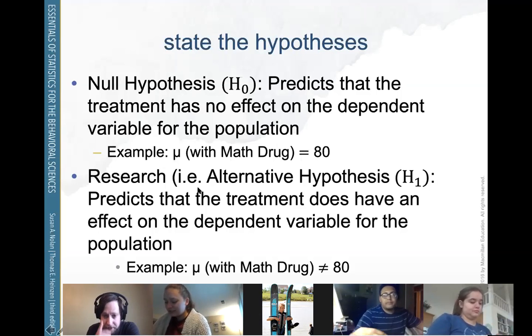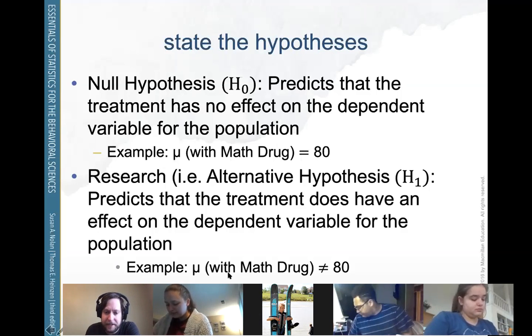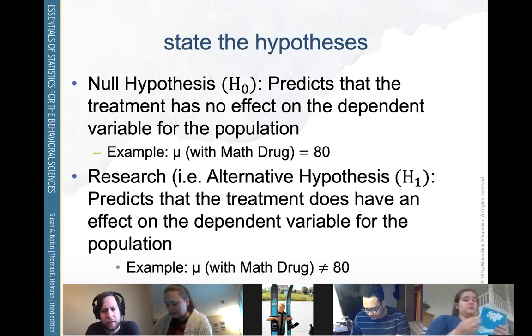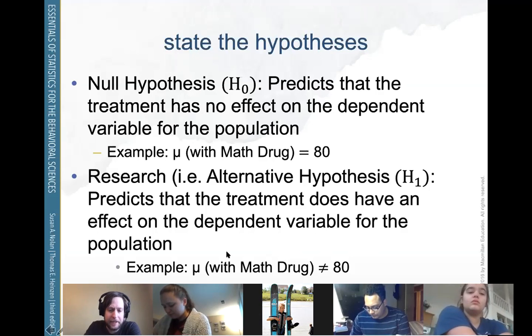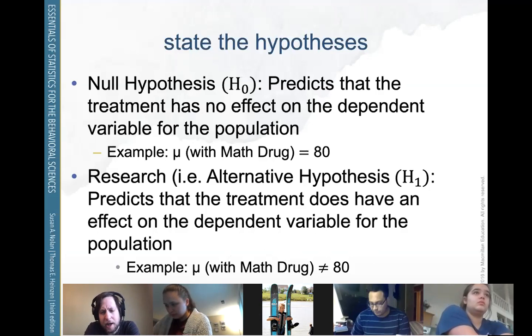The alternative hypothesis, or the research hypothesis, simply predicts that there is an effect, that math drug will either increase people's score on the math test or reduce it. So this is a two-tailed test, and you can always tell how many tails a hypothesis test has by looking at the alternative hypothesis. I mentioned last time that if I say mu with math drug does not equal 80, that can mean two different things. What are those two things that you can unpack mu does not equal 80 into?